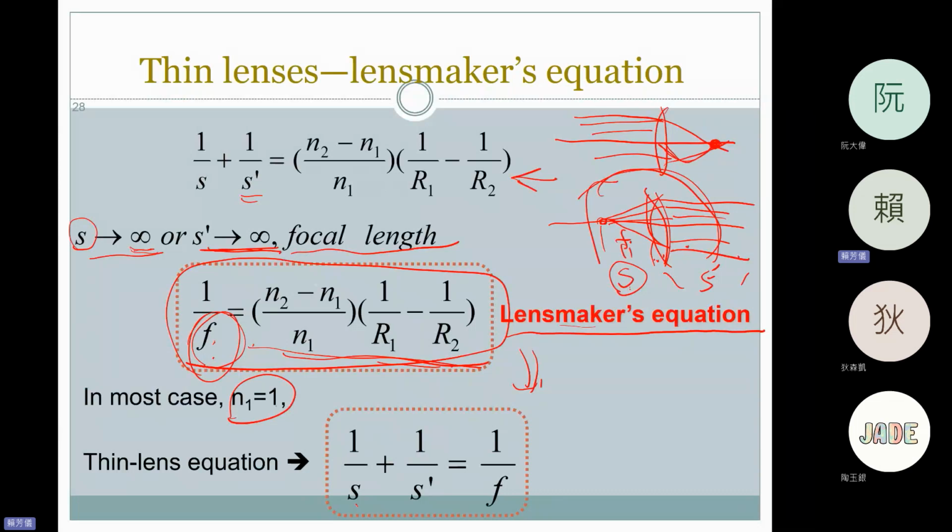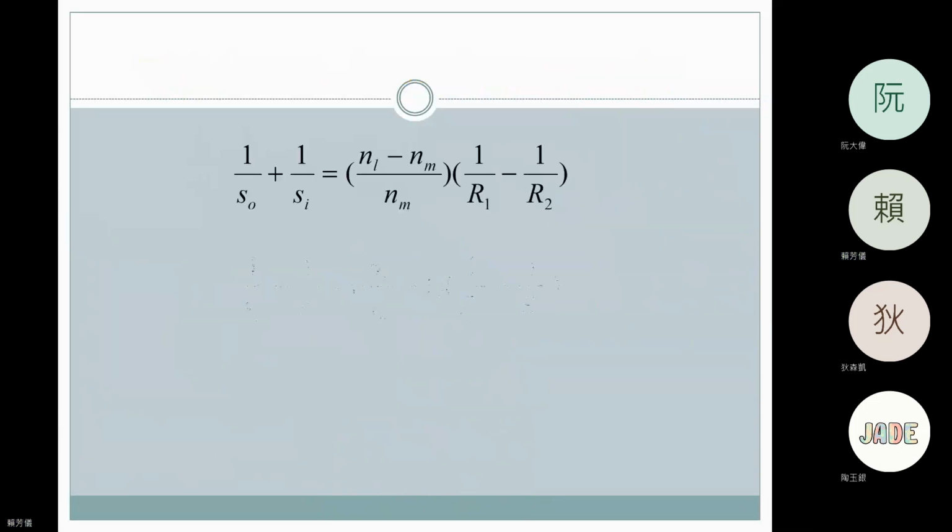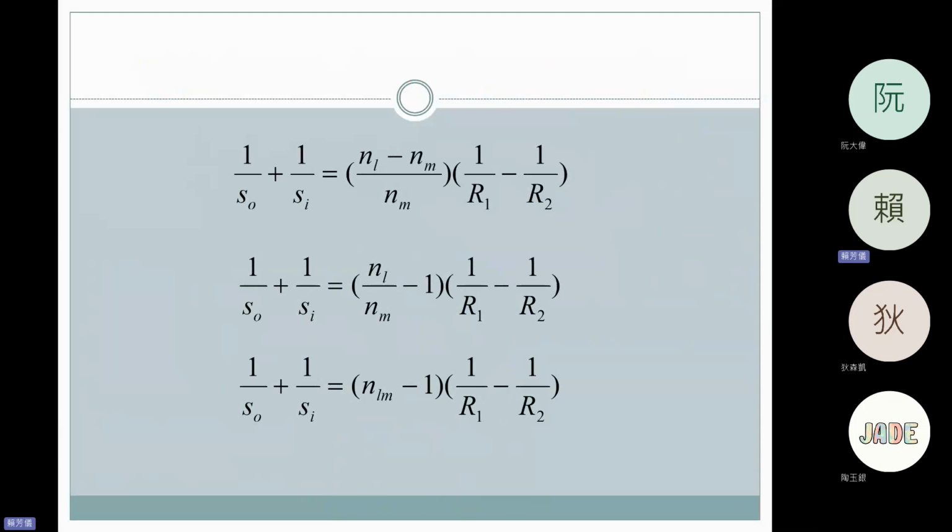For example, for a real object, S is positive. For a virtual object, S will be negative. For a real image, S prime will be positive. For a virtual image, S prime will be negative. And for F, a convergent lens will be positive, and a divergent lens will be negative. All the equations are the same as the former one.